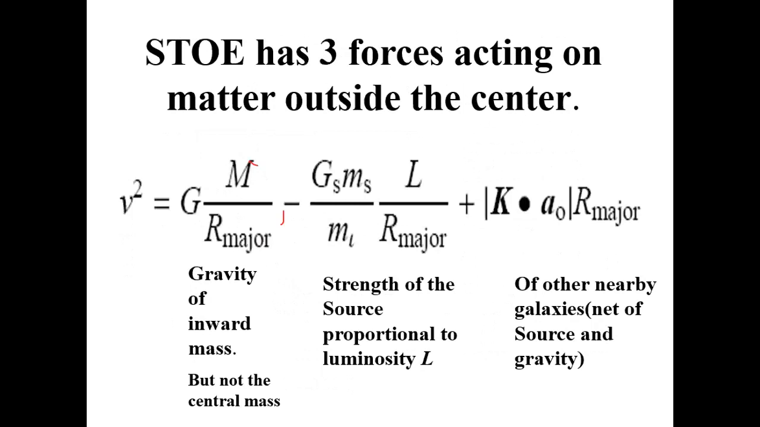So the STOE has three forces acting on matter outside of the center region. One is the gravity of the inward mass. Now, this is not the bulge mass near the central black hole. This is the mass outward from where the rotation curve reaches a minimum near zero. The effect of the source strength is still there because the plenum is still acting, and therefore it's ejecting, which is what the negative sign here is all about. Plus an effect from nearby galaxies.